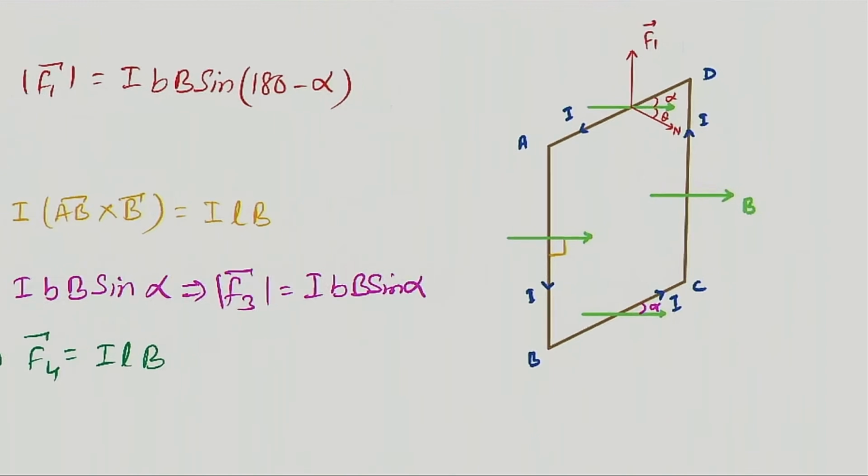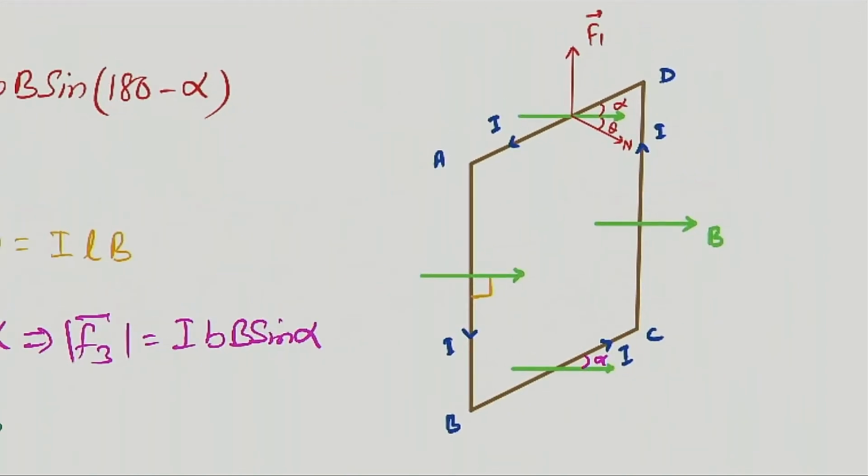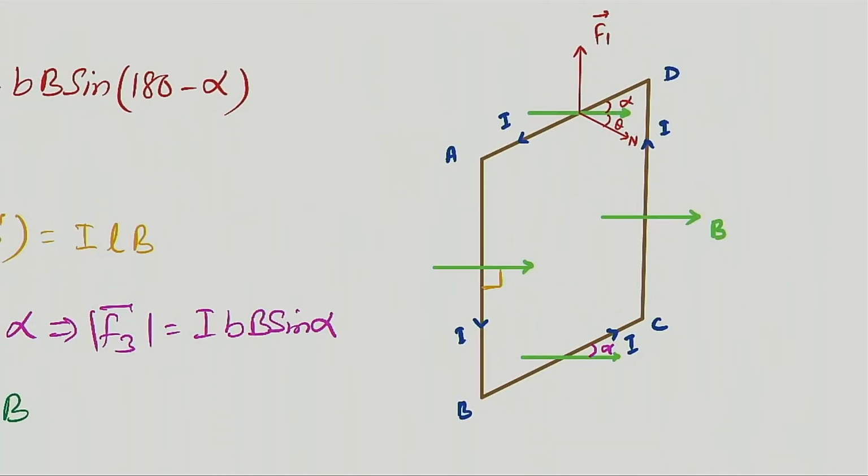If we talk about the direction of the force on arm AB, here we know that this is the direction of current and this is the direction of magnetic field. If we curl the fingers from this direction to this direction, the direction of the force will be perpendicular to the plane of paper, and we can say that it is directed outward. And for directed outward, we make a dot sign. So this will be the direction of the force on arm AB.